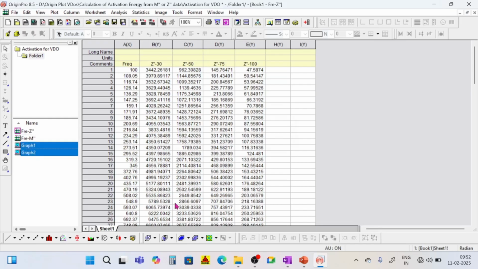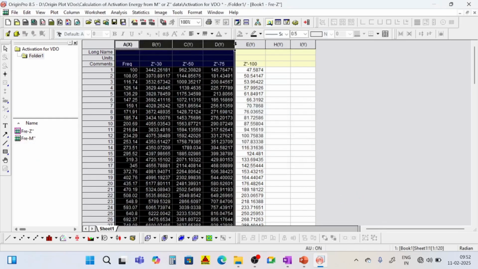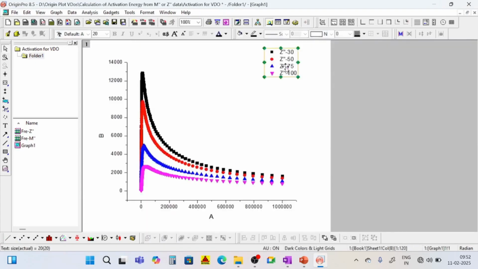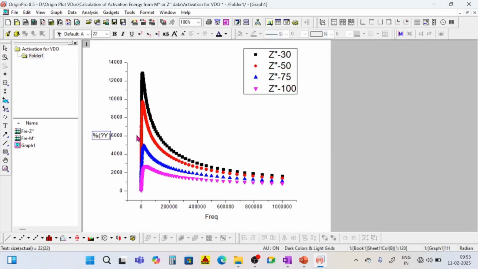Here, just wait, I have to delete. Just select these columns and click over here, it will come like this. You just zoom it somewhat. Here, along the x-axis is your frequency. In this data, this is your frequency data, right? Frequency, and along the y-axis your Z double prime, right? Z double prime in ohm.